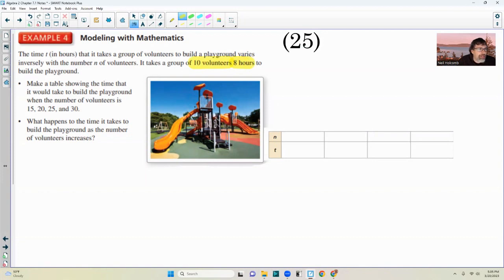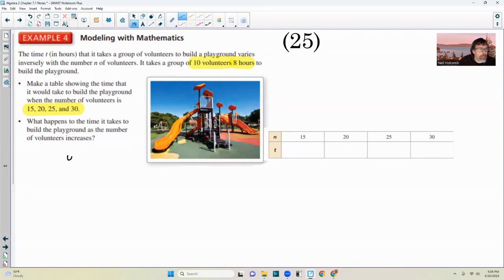Make a table showing the time that it would take to build the playground when the number of volunteers is 15, 20, 25, and 30. So I have the table already over here. What we want to do is erase this dot I just placed there for 1. Okay, so 15, 20, 25, and 30. So there's our table of n values, that's the number of volunteers. And now we have to calculate how much time it takes.